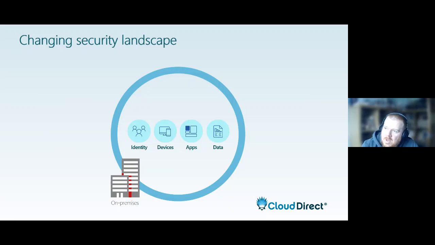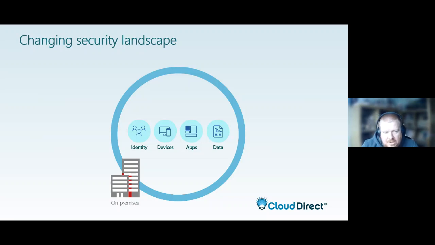In what I'm not going to say is old architecture, but historical architecture, realistically, a lot of things were contained on premise. So this big blue circle shows what our security perimeter might have looked like. And within there are some of the key workloads that we were trying to protect as organizations. We knew that once people were on premises or connected to our on-premise infrastructure, we could wrap a big force field around those things, and we could protect those data points, the devices. We could protect our applications and our users' identities because everything would come through our on-premise domain.